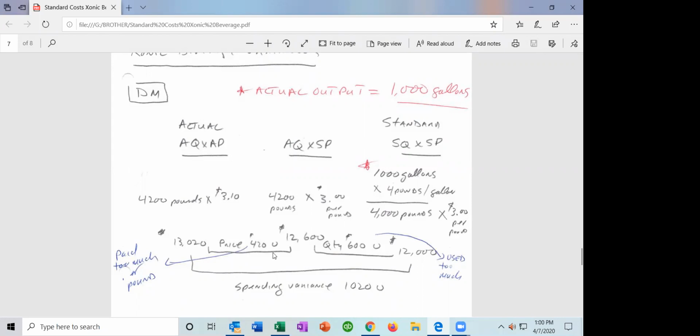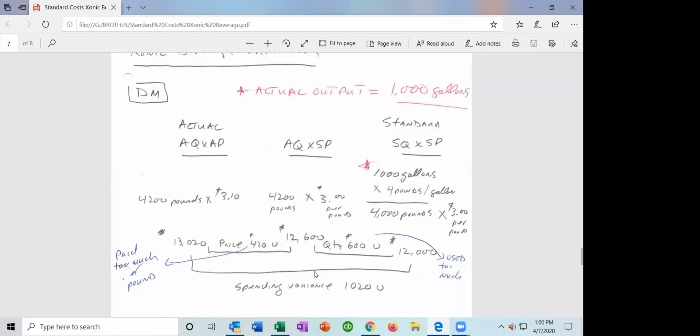It's an unfavorable price variance. What does that mean? They paid too much per pound. How? They actually paid $3.10 a pound. They should have paid $3 a pound. They spent 10 cents a pound too much, and they actually bought 4,200 pounds. 10 cents times 4,200 pounds, $420 unfavorable variance. In other words, here in the blue, they paid too much per pound.